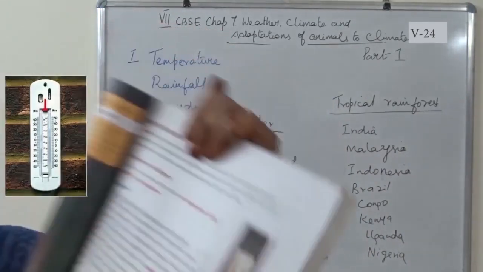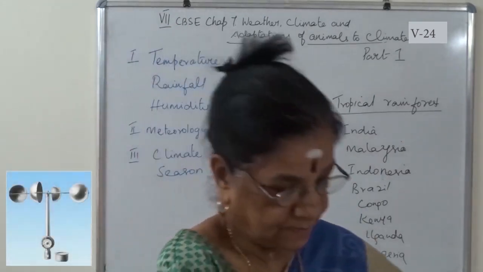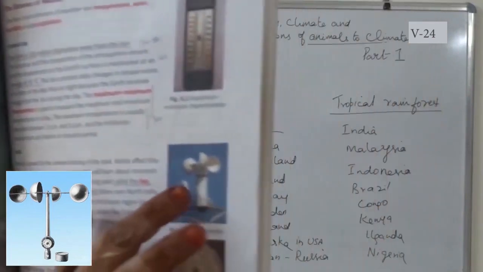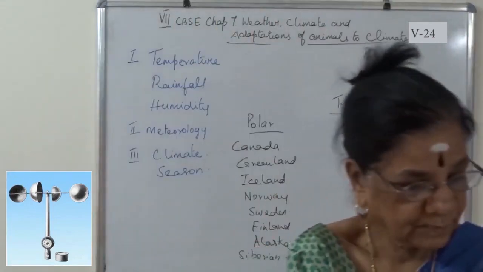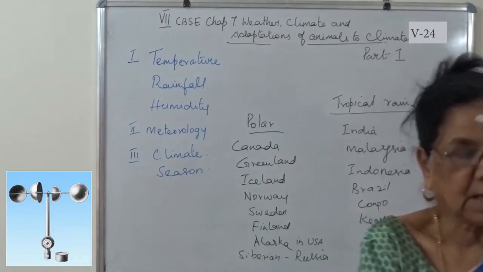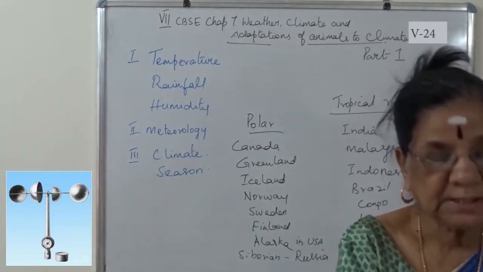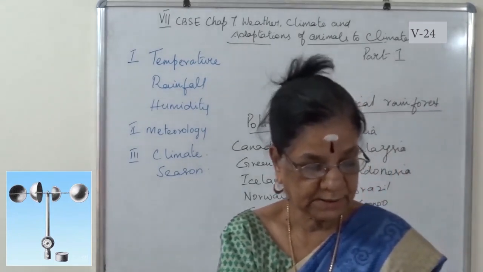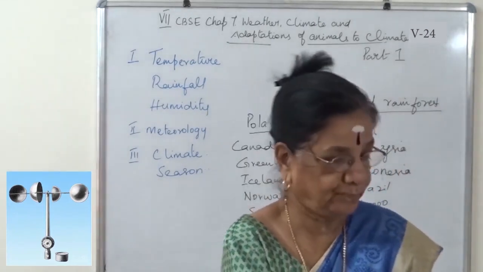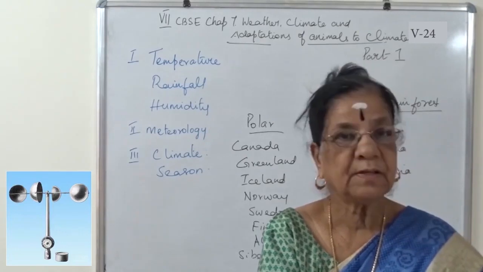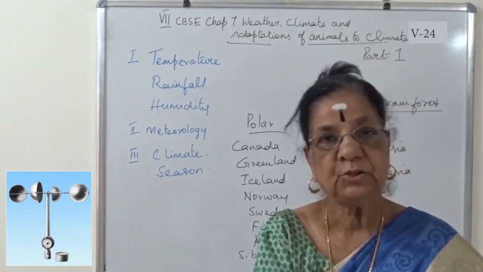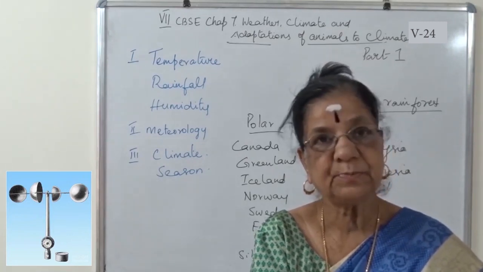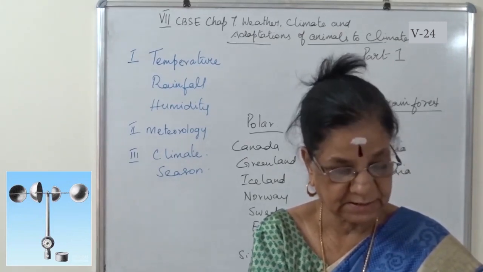I hope you understand. The next one, wind, it is anemometer. Look at the picture, wind, anemometer. Wind is caused by uneven heating of the land. Wind affects the weather of a place to a great extent.